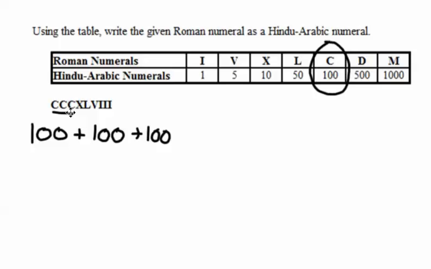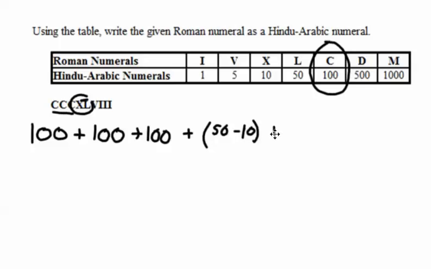Then we have X, which is 10, followed by L, which is valued at 50. So we don't add those because 10 has a smaller value than 50, so we actually subtract. So we have plus, we take 50, and we take away the X of the 10. Now if it was L then X, we would add because we were going from larger to smaller. LX would be 60. But XL means take 10 away from 50. So when you go from a smaller numeral to a larger numeral, that's when you have to subtract.